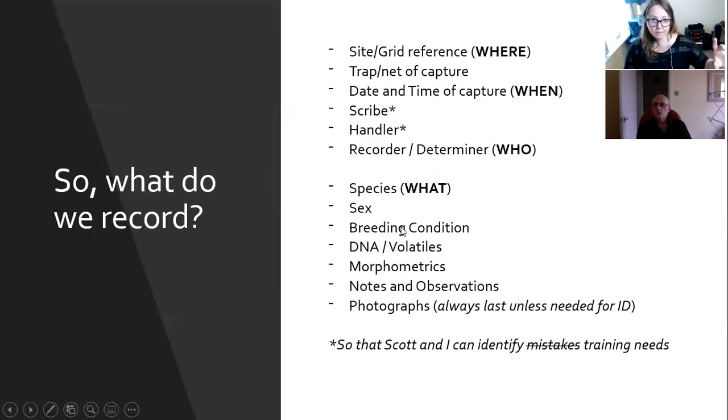It becomes a matter of being efficient with your handling and your ID and trying to minimize the time that you've got a bat in care. A bat in the hand is the point when you take it out of the bag and you go, what species is this? What sex is it? What's the breeding condition? And we do all of this as quickly as we can, but without compromising accuracy. But in general, we record who is making the mistakes and where, so that we can address your training needs.